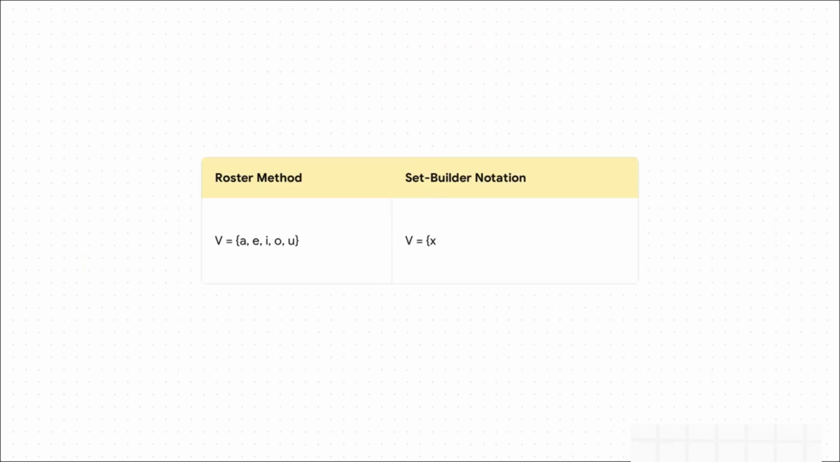And here's a perfect example of both methods describing the exact same thing, the set of vowels. The roster method is easy, right? It just lists them: A, E, I, O, U. The set builder notation describes them. You'd read it out loud like this: V is the set of all elements x such that x is a vowel in the English alphabet. See? Two different roads that lead to the exact same place.